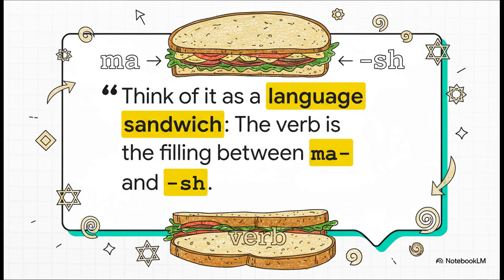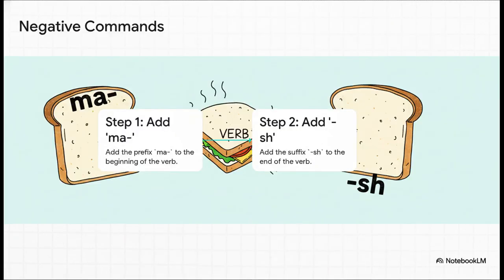The absolute best way to remember how to do this is to think of a sandwich. I'm serious, it's the perfect way to picture it. The verb you're using is the good stuff in the middle, the filling, and you're just putting a piece of bread on either side. And here are your 2 pieces of bread. You're going to put ma at the start of the verb, and you stick sh at the very end. The verb gets perfectly tucked right in between.